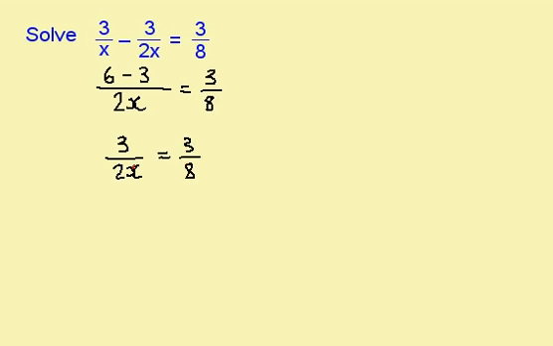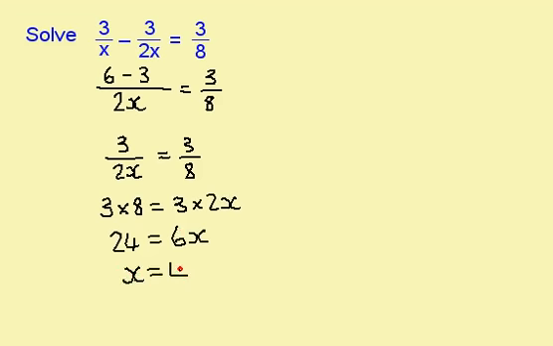Now we cross multiply. The 2x goes up the escalator this way, and the 8 goes up the escalator this way. So I have 3 times 8 equals 3 times 2x. This is 24 equals 6x. Dividing by 6 gives me x, so x equals 4.